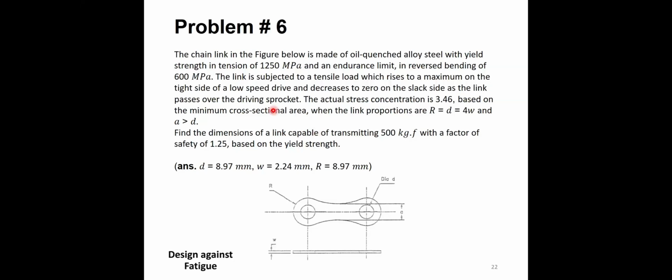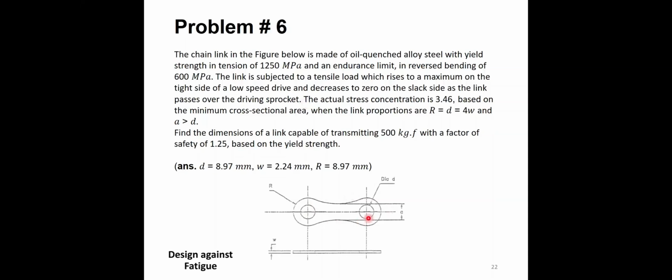given as well. So the link here is subjected to tensile load, which rises to a maximum on the tight side of a low speed drive and decreases to 0 on the slack side as the link passes over the driving sprocket. So normally the chain, it's like your bike's chain. There is one tight side and one slack side, and if there is no pretension, normally the slack side force is 0. Which is the case here.